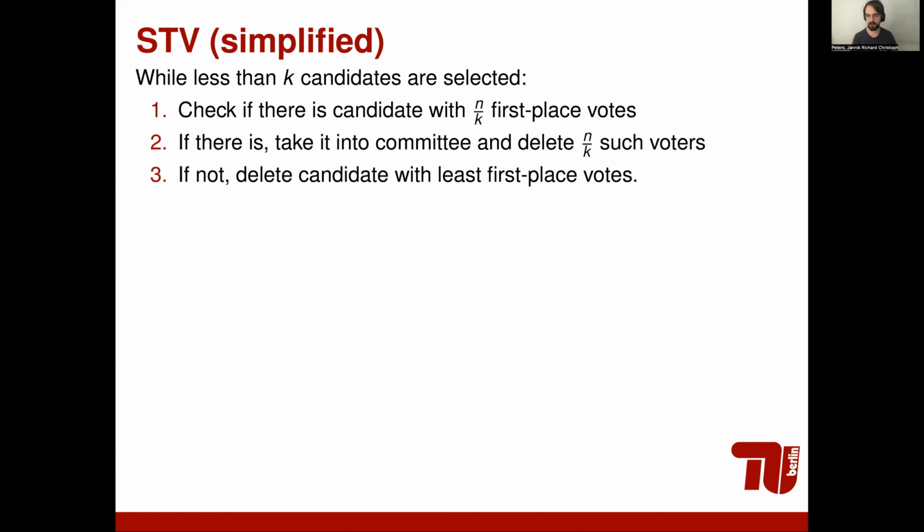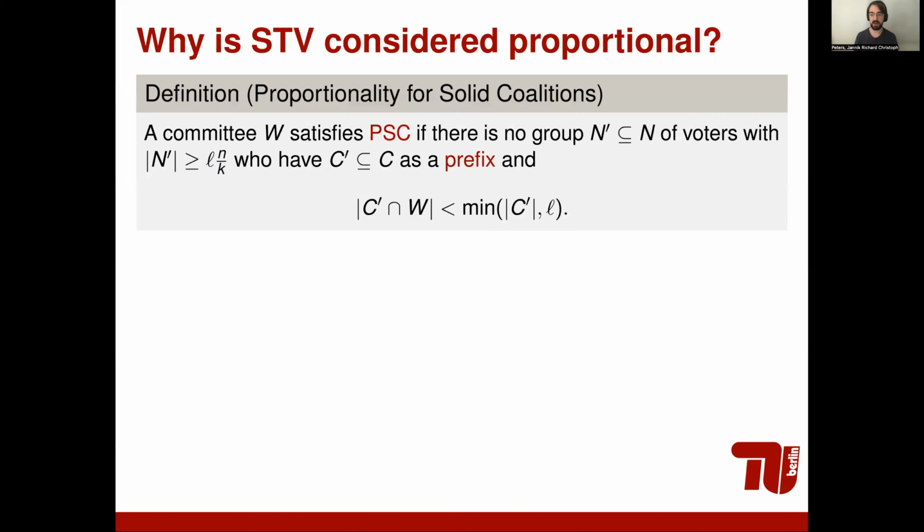Why is this proportional? Naturally, we are not the first ones asking this question. And there's an axiom for this. So let's say a way to describe why an outcome chosen by STV is proportional. And this is called proportionality for solid coalitions. And this tries to mimic this idea that an alpha percent of the voters should be able to control an alpha percent of the committee.